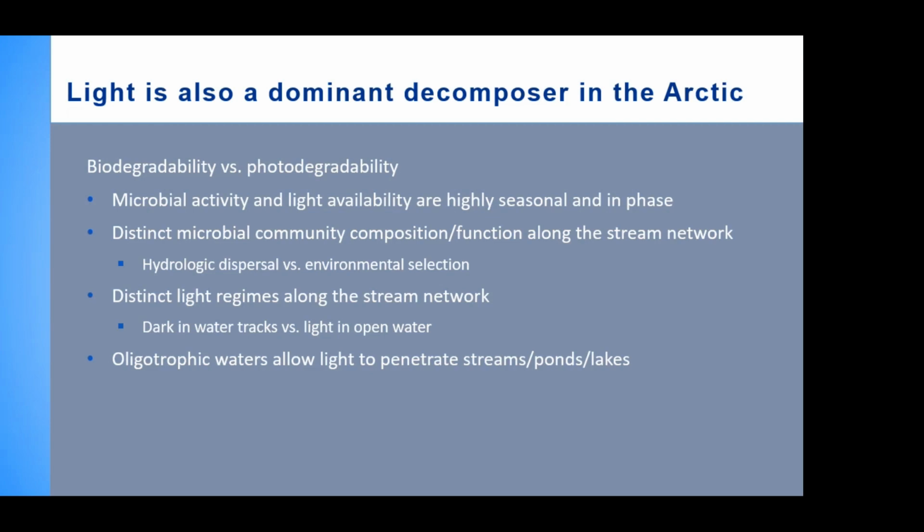There are distinct microbial community compositions and function along the stream network. There is the puzzle of whether bacterial plankton are dispersed hydrologically or selected due to, say, suboptimal living conditions for bacteria and they die off. So there is a change in the community composition due to the environment, not due to the dispersal. There are distinct light regimes along the stream network. It's dark in the water tracks versus light in open water. And these are clean oligotrophic waters, which allow light to penetrate streams, ponds, and lakes.